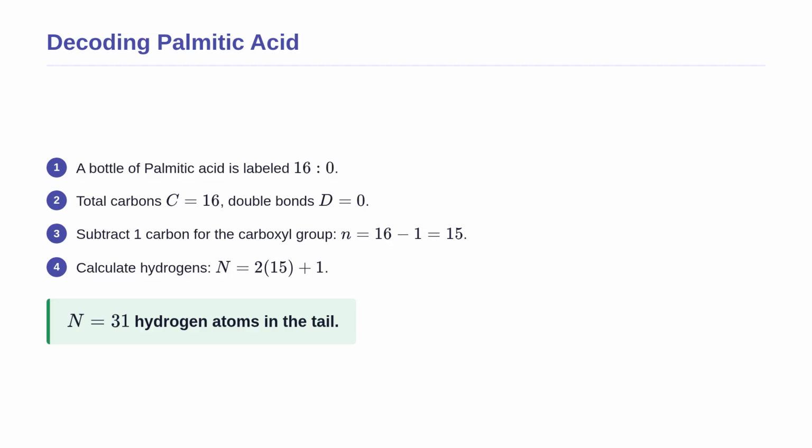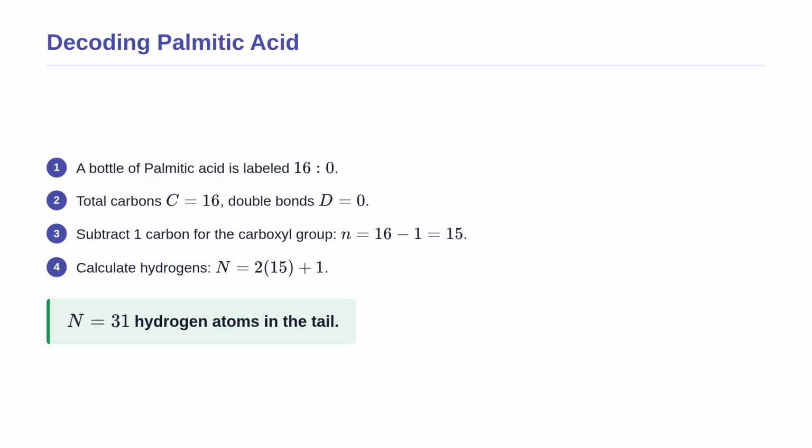Let us apply this formula to a real-world example. A student is given a bottle of palmitic acid, which is labeled with the biochemical shorthand 16:0. We are asked to find the total number of hydrogen atoms in the aliphatic chain. First, we read the notation: 16 total carbons and 0 double bonds. Because there are 0 double bonds, it is fully saturated.